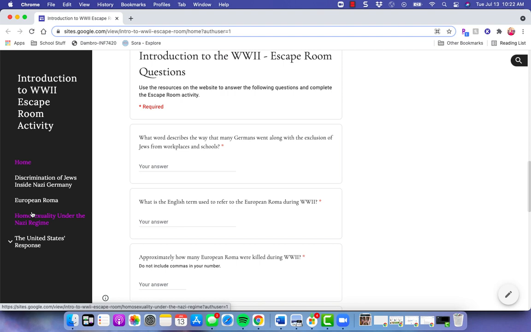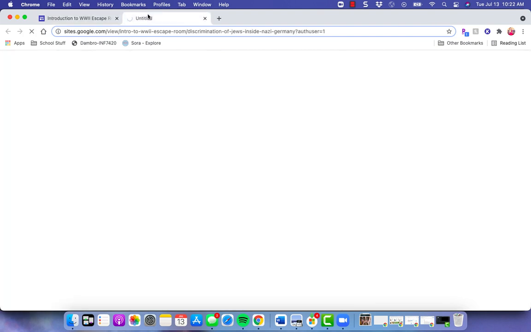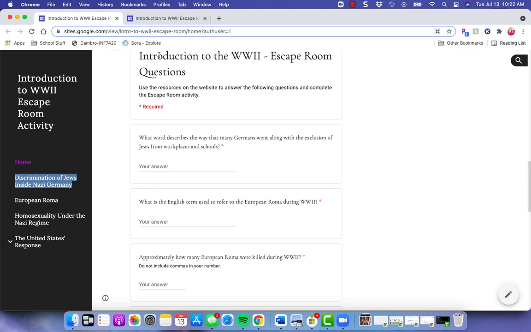My recommendation would be to have students open the website on 2 separate tabs. So I would suggest right-clicking on Discrimination of the Jews and selecting Open in New Tab so that they can use this second tab to navigate through the website and use the first tab to enter their information. Now, if they click away from this site where they've already entered information, it will lose the data. So it's important that they have two separate tabs open with one tab for navigating the website and one tab for completing the escape room.